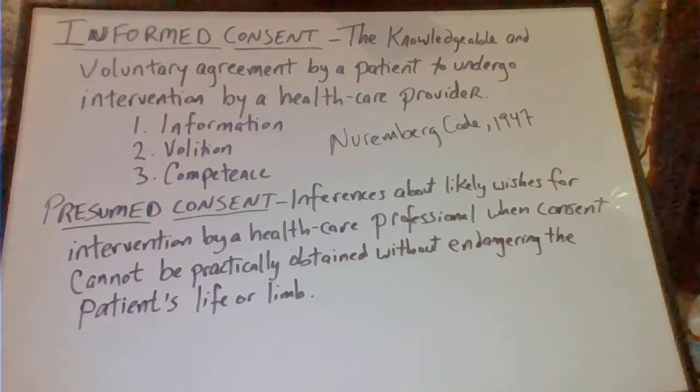And it goes on to explain that this means that the person involved should have legal capacity to give consent, should be so situated as to be able to exercise the free power of choice without intervention of any element of force, fraud, deceit, duress, overreaching, or other ulterior form of constraint or coercion, and should have sufficient knowledge and comprehension of the elements of the subject matter involved to enable him to make an understanding and enlightened decision. So notice that what we're getting in this are basically the primary elements of what informed consent entails.